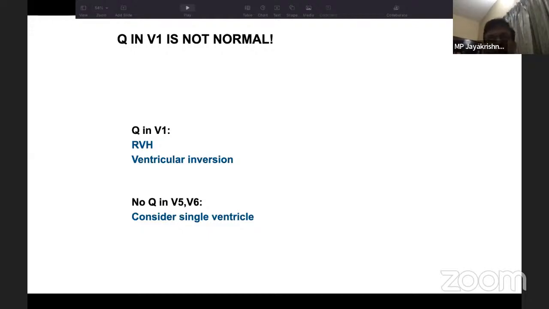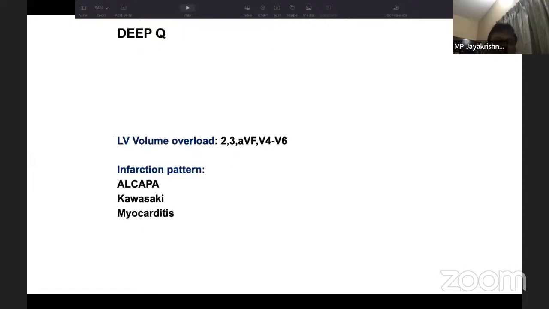So if you see in a child having a suspected heart disease a Q wave in V1, consider right ventricular hypertrophy. And you normally expect Q waves in the left-sided leads. I just told you that it's V5 and V6. Suppose there are no Q waves in V5 and V6, you consider single ventricle as a possibility. So deep Q waves, I told, definitely are abnormal if it's more than 4 millimeter deep.